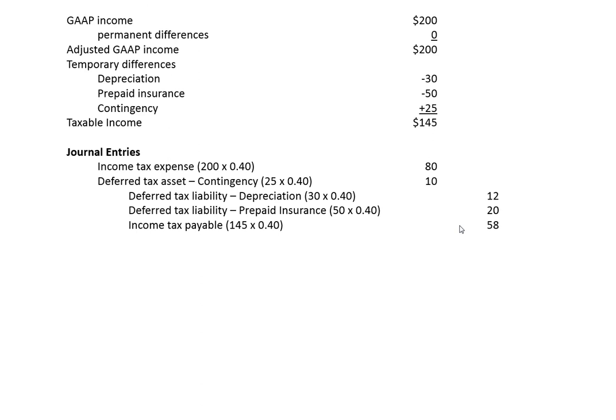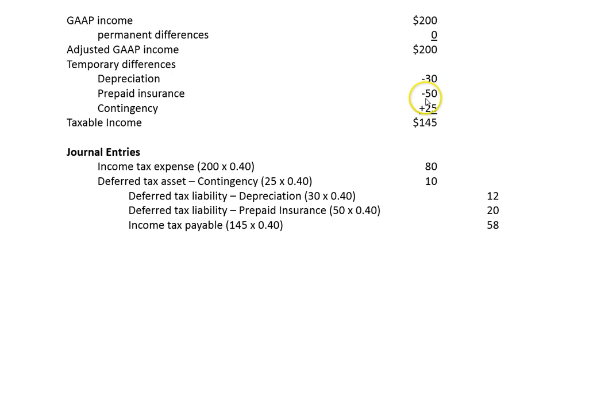And we have to keep track of these items individually. So one item is the depreciation. We have an extra $30 million depreciation deduction for tax purposes. That results in a deferred tax liability. So I'm going to create a credit entry to a deferred tax liability account for $12 million. The extra depreciation multiplied by the tax rate is a $12 million impact on income taxes.